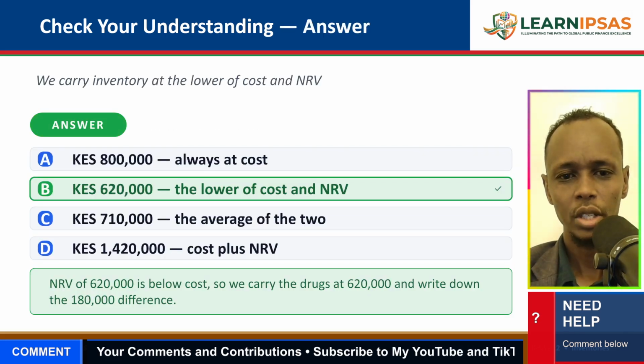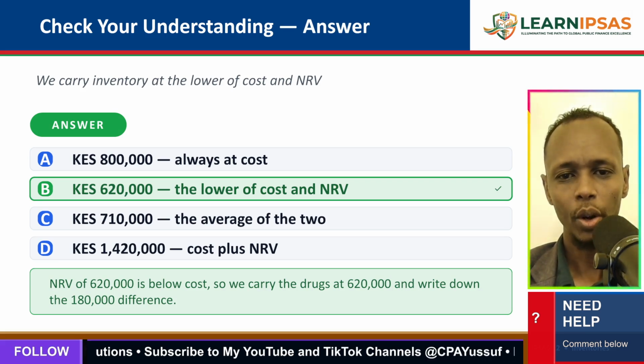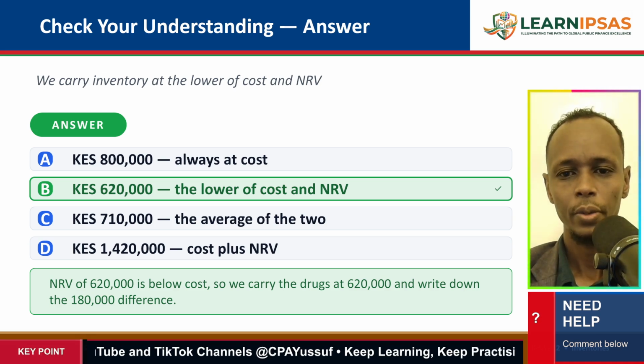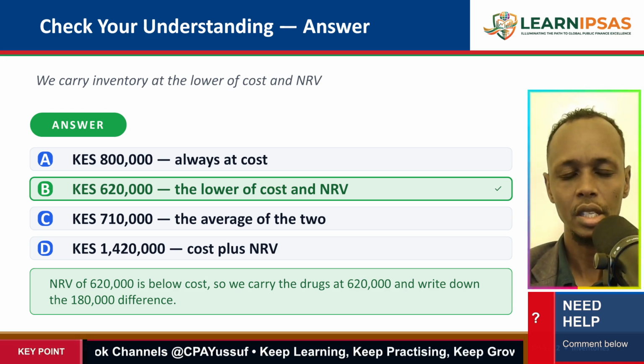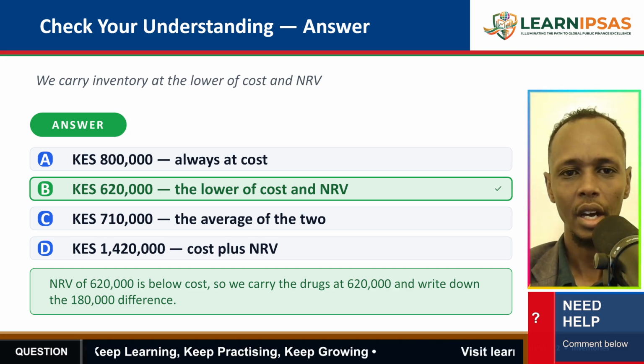So why 620,000? NRV of 620,000 is below cost. And we say we will measure at the lower of cost and net realizable value or current replacement cost. So what we will write down in that period is 180,000 as expense in our books.